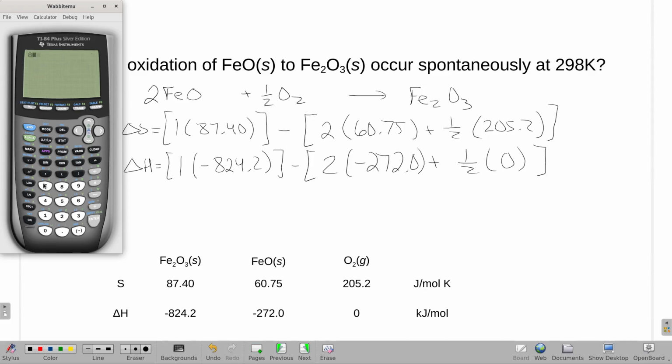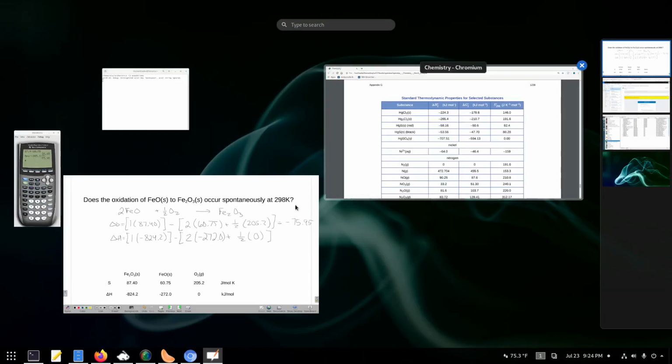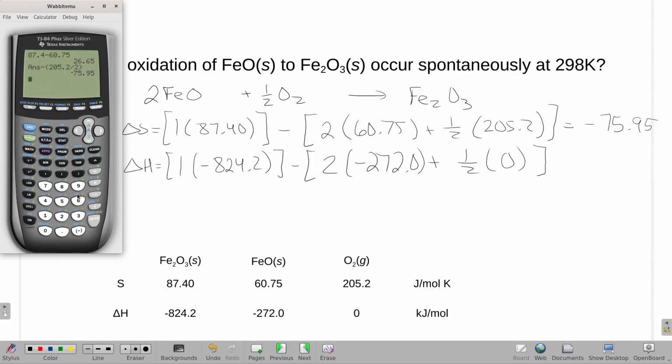Alright, so 87.4 minus 60.75 and also minus 205.2 divided in half, and we get an S of negative 75.95. Alright, so a decrease in order. I didn't give myself enough room to write the units, but those are joules per gram in Kelvin.